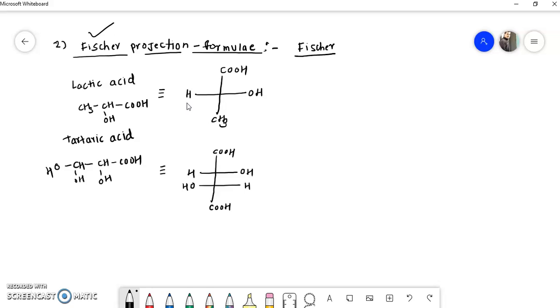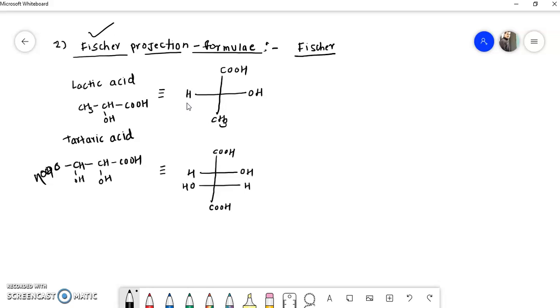Okay, so see this lactic acid, you all know what lactic acid is. It is CH3CHOHCOOH. Again see tartaric acid: COOH, CHOH, CHOH, and COOH. So this is tartaric acid. Now we'll see how these lactic acid and tartaric acid are represented in the Fischer projection formula.